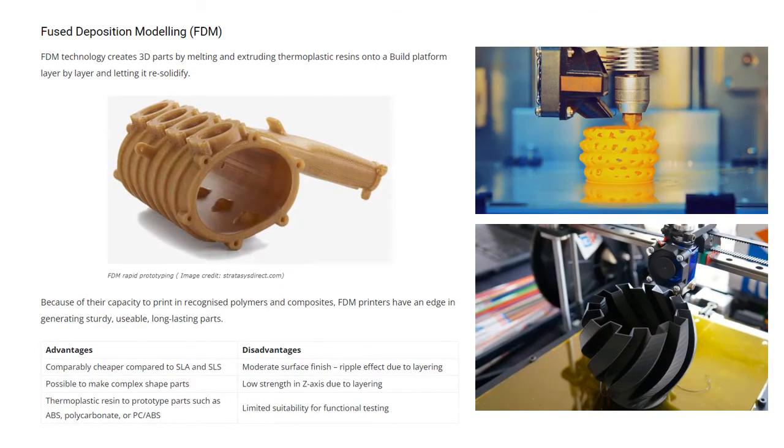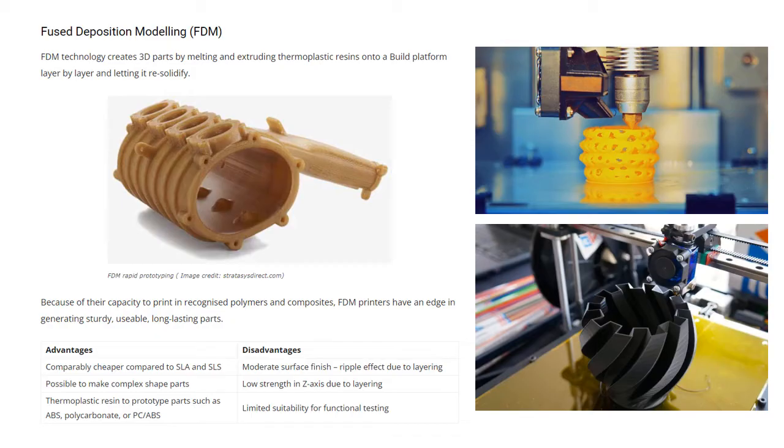So this is the one that we have at school. We've got about 12 of these pieces of kit, and a big advantage of these is that they are quite low cost. They are quite easy to, you can have them at home, you can get them in lots of different sizes. They print in a variety of different materials.